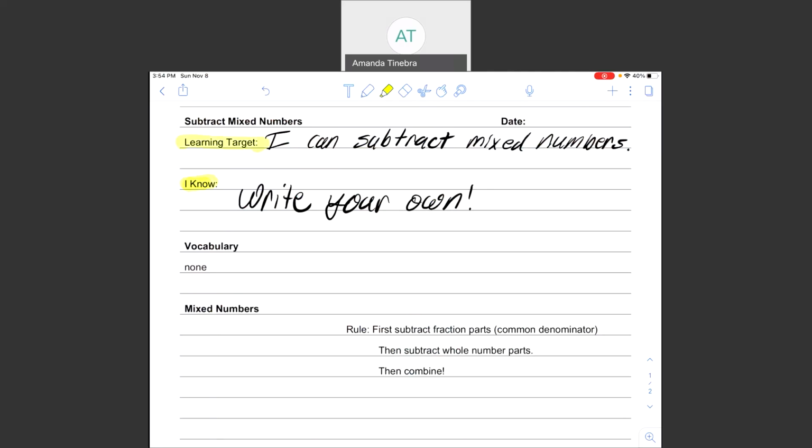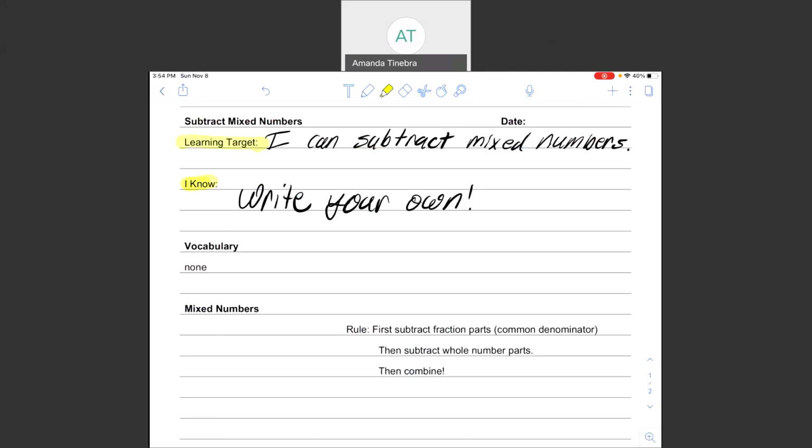This is your time to reflect a little bit and think about what do you already know about subtracting mixed numbers. You know how to subtract fractions. We know how to add mixed numbers. So we know a lot of things about this. And maybe you've subtracted mixed numbers previously as well.